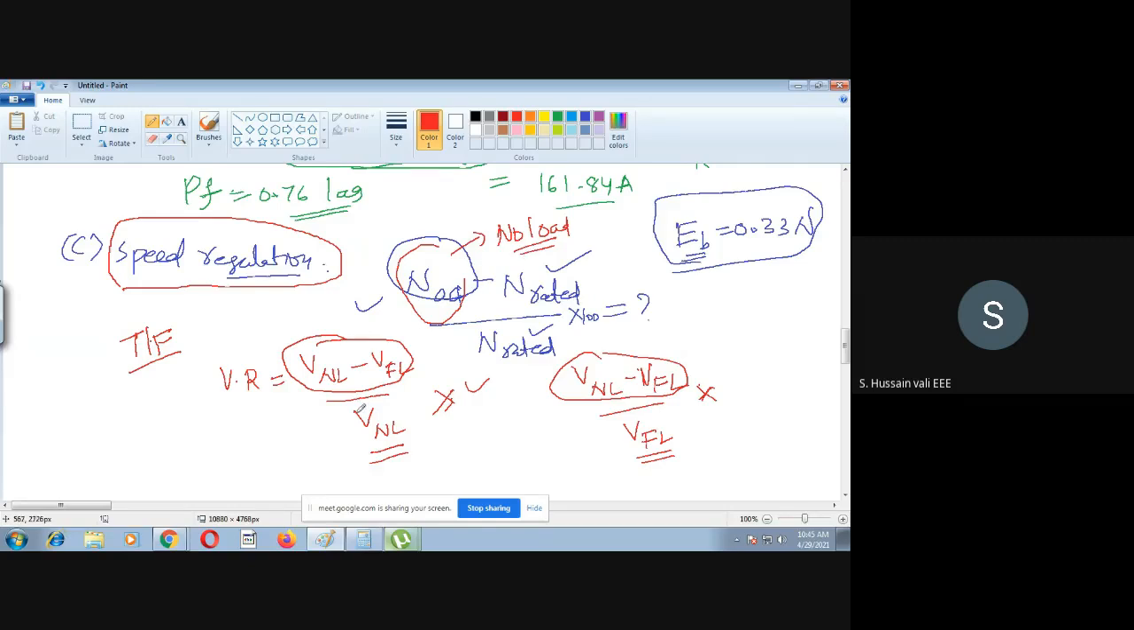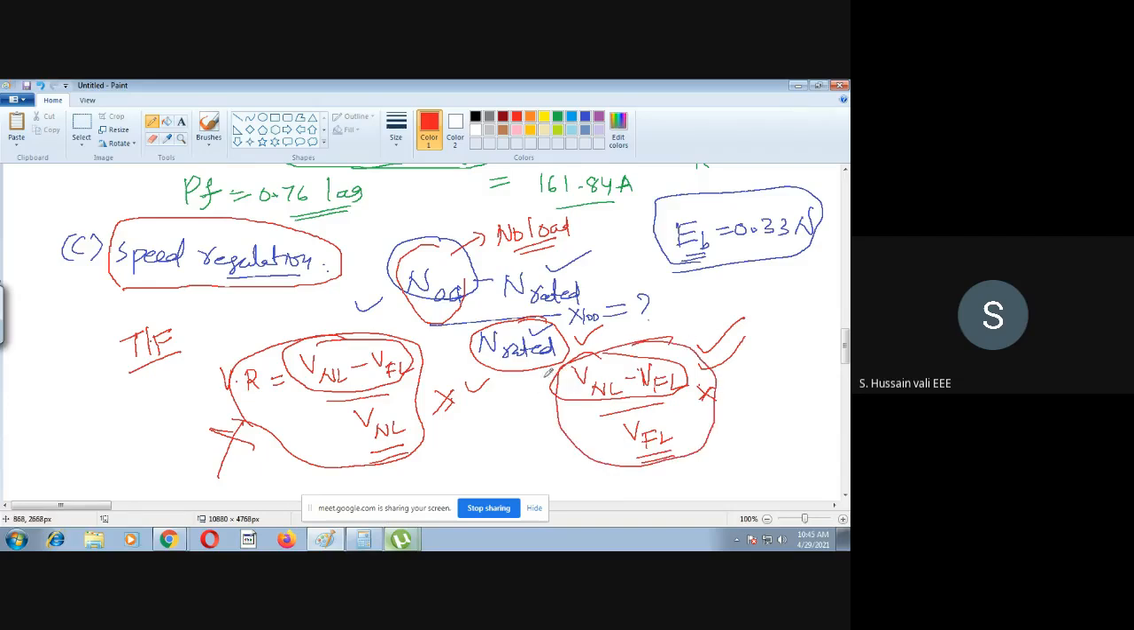The actual speed here, you see the voltage regulation formula: V no load minus V full load by V no load. This is one regulation with respect to no load. The other regulation with respect to full load is V no load minus V full load by V full load. Generally in the case of motors, we always find the regulation with respect to the rated speed, not with respect to the no load speed. So we'll use this formula, not this formula.